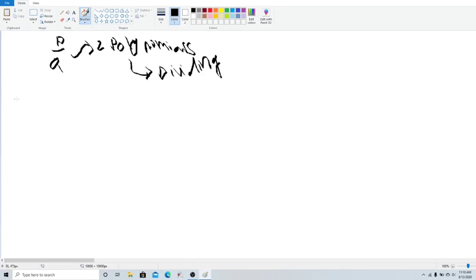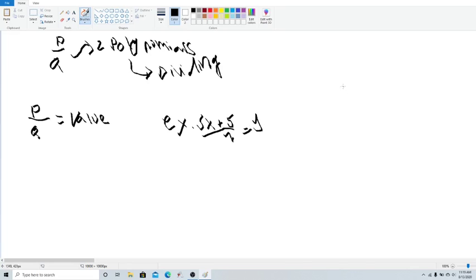And so we say a rational equation is in the form P over Q, and it's equal to a value, any value. As long as it has this equal sign and there's a value, it's a rational equation. So an example of this would be (3x plus 5) over 4 is equal to y. That's an example of a rational equation.